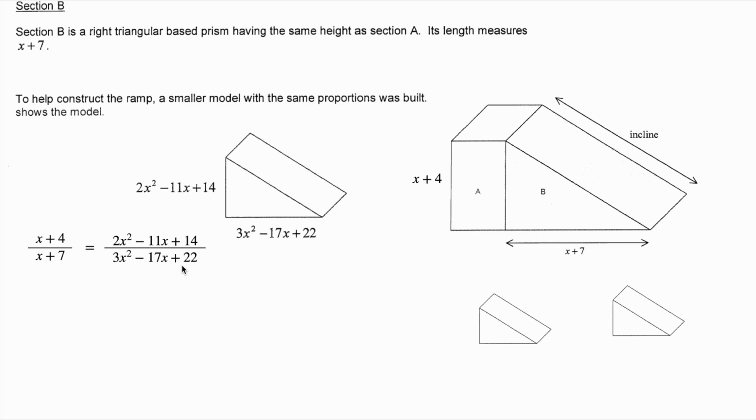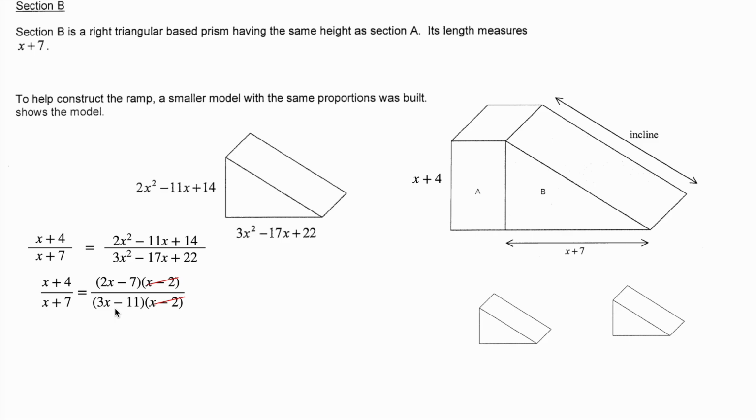I'm going to factor these, and that gives us 2x minus 7 times x minus 2. The factors of 2 are 2 and 1. The factors of 14 are 7 and 2, so I put the 7 here and the 2 here. We try it out. 2 times negative 2 is negative 4, and negative 7 times 1 is negative 7. Negative 4 and negative 7 makes negative 11x, so this works. For the next one, factors of 3, 3 and 1. Factors of 22, 11 and 2. I tried it like this first. So 3 times the 2 is negative 6. Negative 11 times x is negative 11, negative 6 and negative 11 make negative 17. That works. I'm canceling the x minus 2's like that.